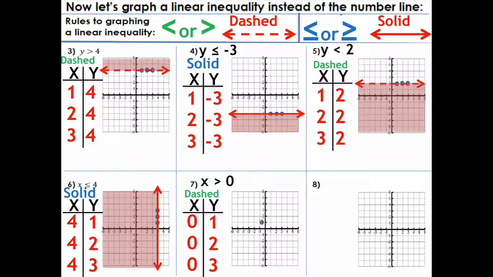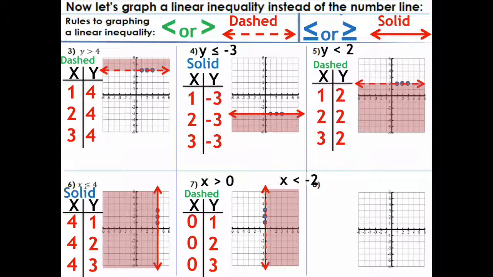So the first one is (0, 1), (0, 2), (0, 3). If you connect these dots, you're drawing a dashed line on the y-axis, okay? So now it says x is greater than 0. Are we going to shade to the left or to the right? All right, since x is greater, the greater side is the right side, so I'm going to shade towards the right. So this is the graph.